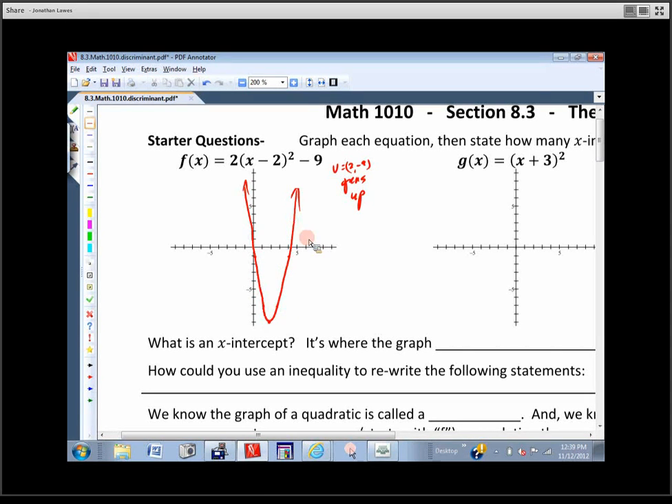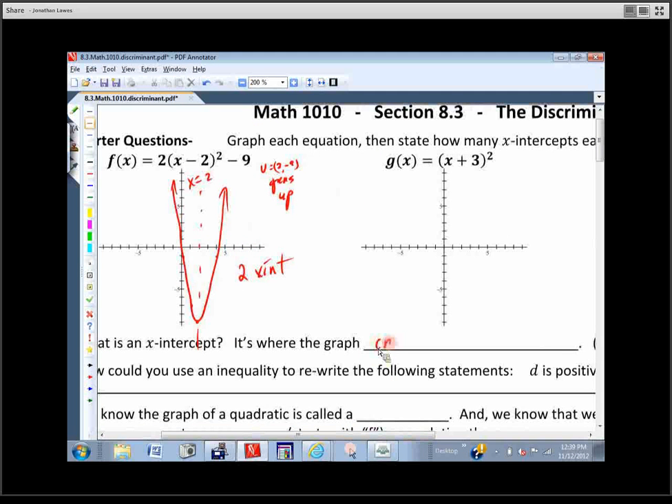Okay, all it says here is graph it. That's a decent sketch of the graph. We could label the axis of symmetry and all that. This is, of course, x = 2 because it's a vertical line, so it's x equals a number. But it says, how many x-intercepts does it have? It has 2 x-intercepts, because an x-intercept is where the graph crosses the x-axis.